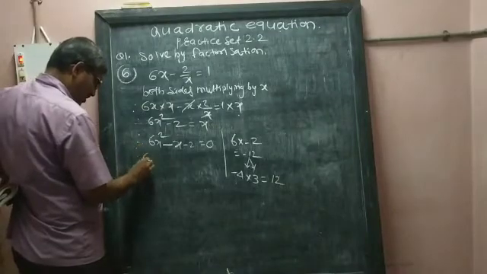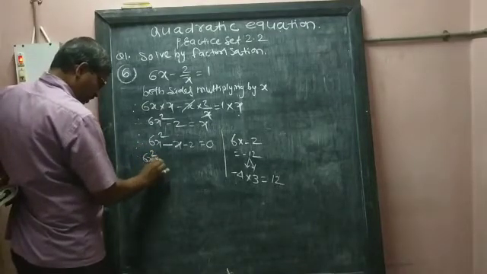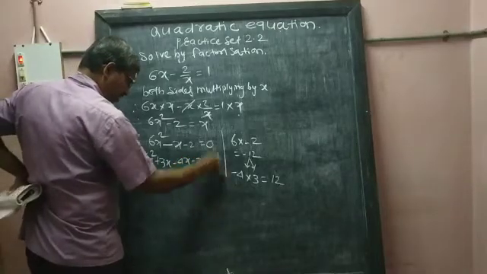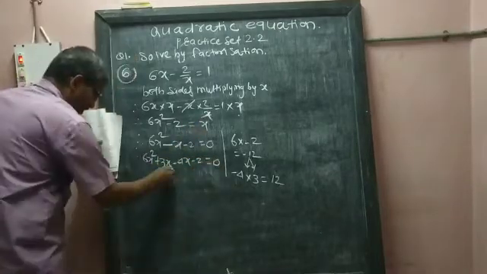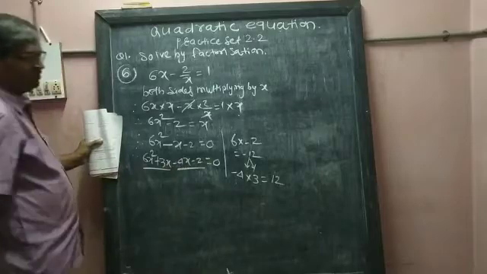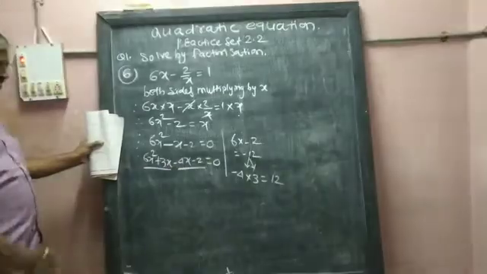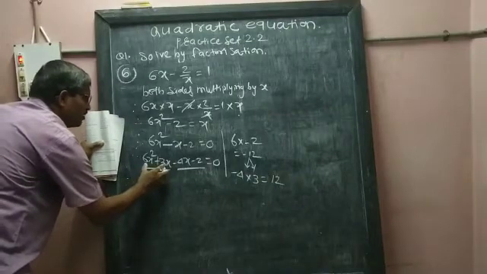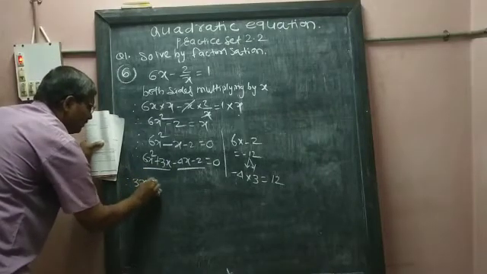Hence, now here 6x square plus 3x minus 4x minus 2 is equal to 0. Now make a group of these two terms. One group is made. Now I am taking common from this first group. I will take 3x common.